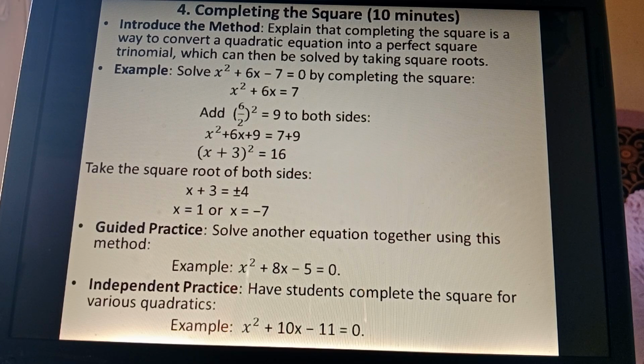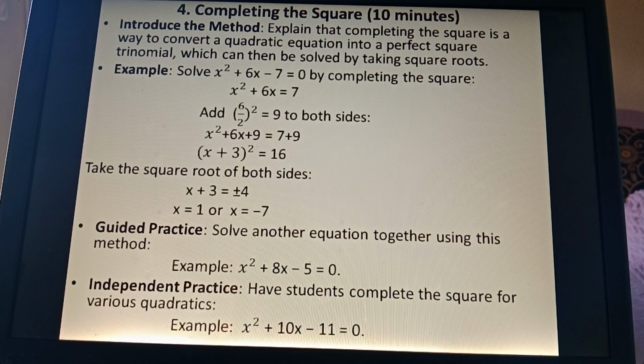x squared plus 6x plus 9 is a perfect square, and so can be factored as x plus 3 squared is equal to 16. Take the square root on both sides. x plus 3 is equal to plus or minus 4, and x is equal to 1 or x is equal to negative 7. Guided practice. Solve another equation together using this method.